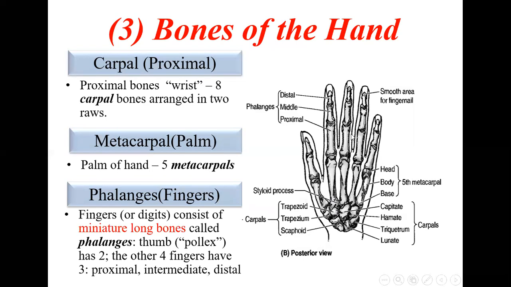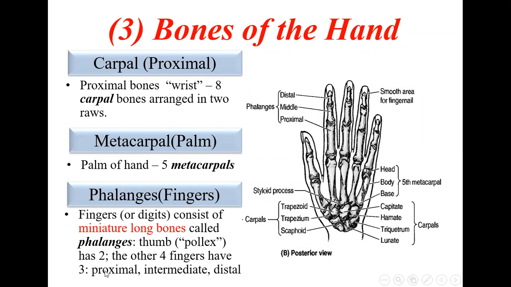Then we have phalanges, which are in the digits. Fingers or digits consist of miniature long bones. These are also long bones, but smaller long bones, so they are called miniature long bones, called the phalanges. The thumb, or pollex, has 2 phalanges.